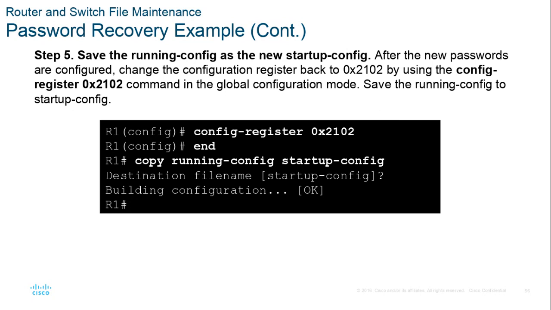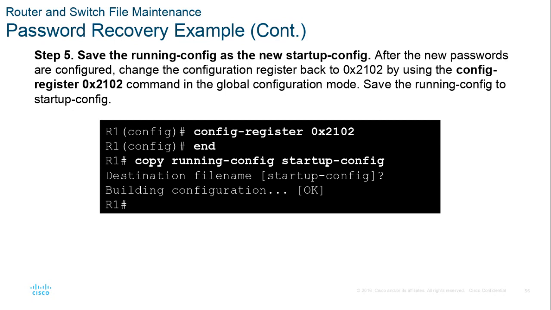Then we need to change the config register back to the original one so that it will load the startup configuration we have now repaired with a new password we know. So we type config-register 0x2102, copy run start, and we fix it.